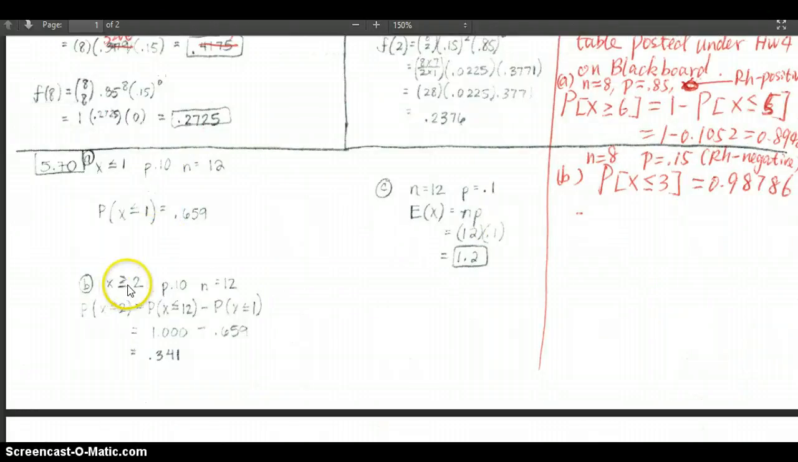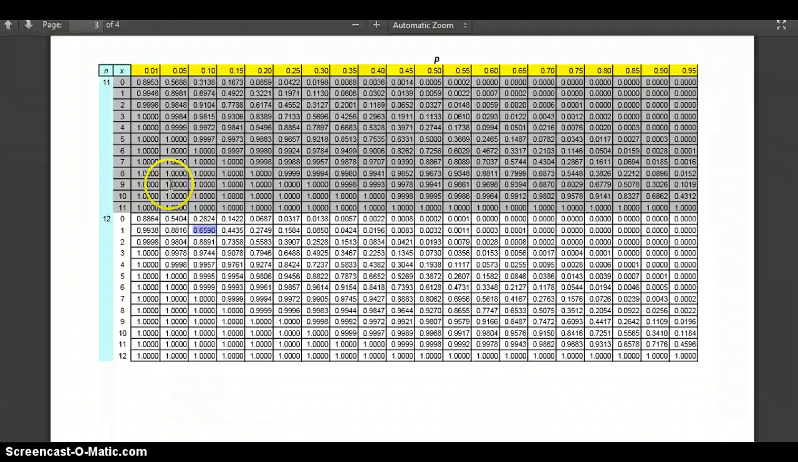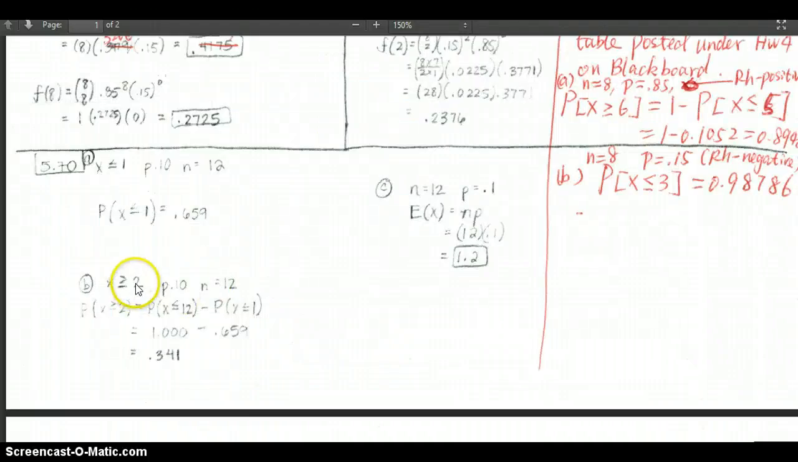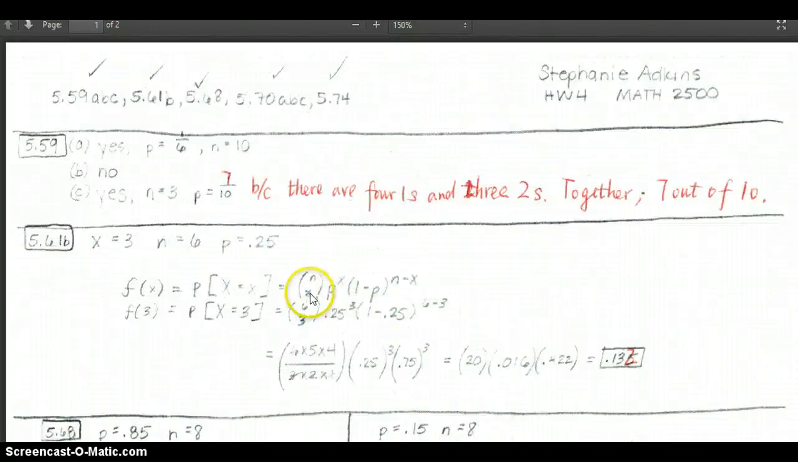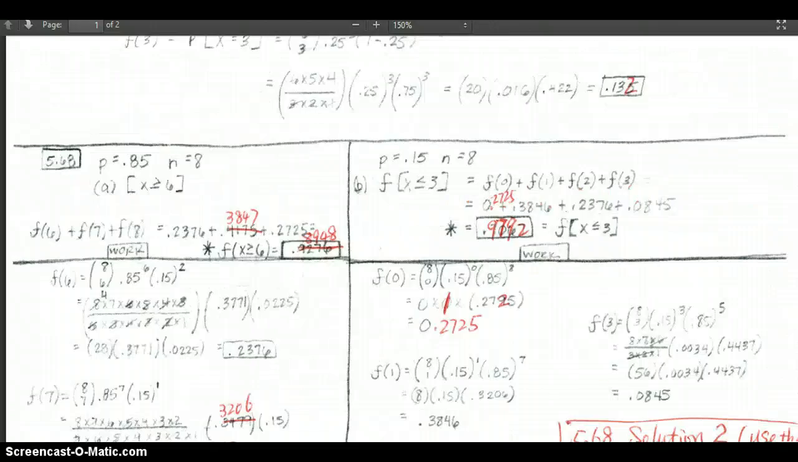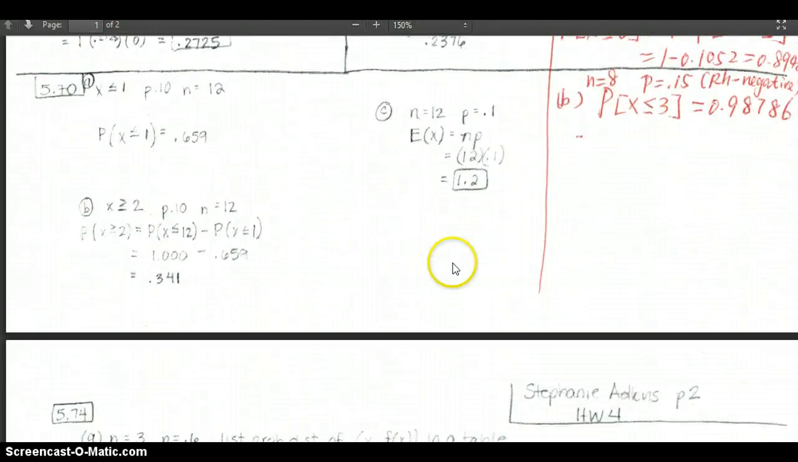And the next one, x is at least 2. You cannot use the table directly because this table is only for at most. So we have to change it. At least 2 means everybody, the probability 1 minus at most 1. Okay. So at least 2 means you have to have 2, 3, 4, 5, 6, 7, 8, 9, 10, 11, 12. So you definitely don't want to use this way to do the problem. If you try to use this formula, you have to do it like 10 times, and that's too much work.